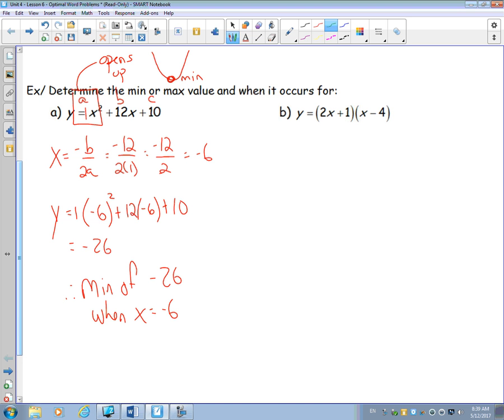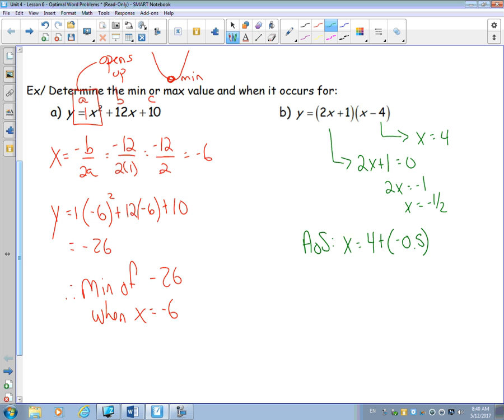The second one looks more like a factored form in that it has two separate brackets. So if it's in that form, we have to find our zeros. Now one of these zeros is pretty easy to find. X is 4. The other one's slightly more tricky. I have to figure out what makes it equal 0, so I have to solve this. So I get negative 1/2. So if I want to find my axis of symmetry this time, I have to average my zeros. I've got the 4 plus negative 1/2. I'm going to turn it to a decimal just to make life easier for us. That'll give us 3.5 over 2, which is 1.75.